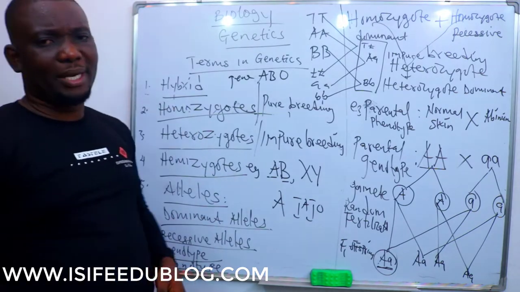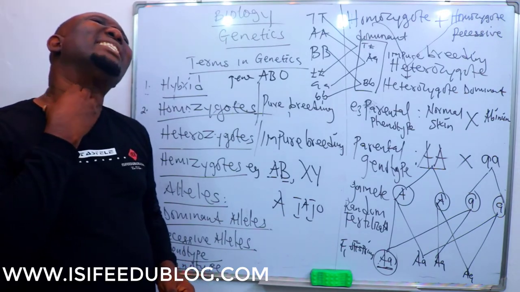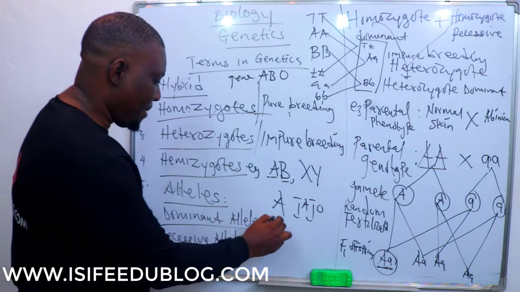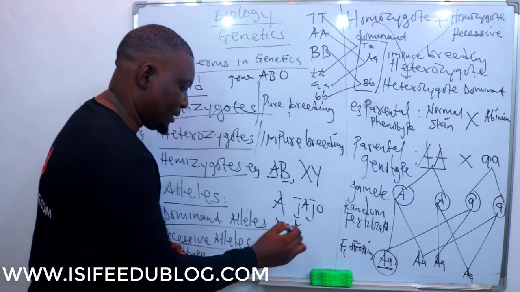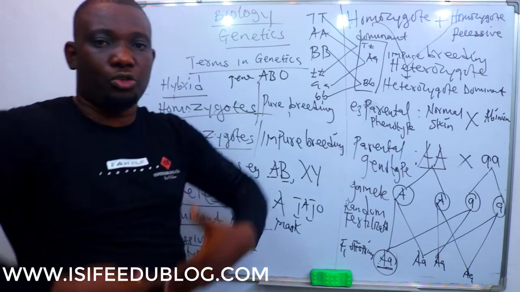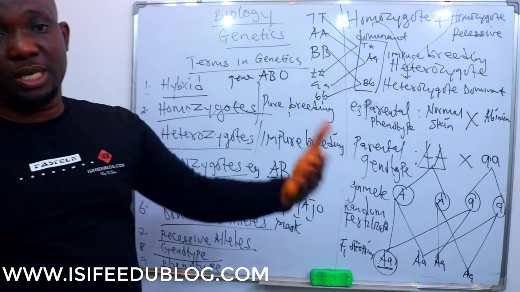And then we'll talk about dominant alleles. Dominant alleles are alleles or genes that mask. What I mean by mask is that they will not allow the recessive character to show itself, should in case they both meet in a heterozygous condition.